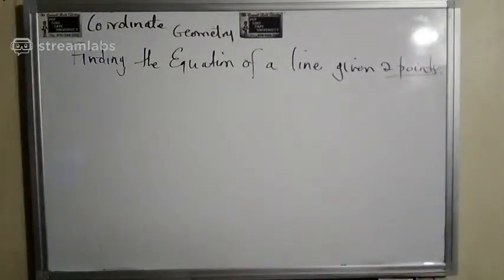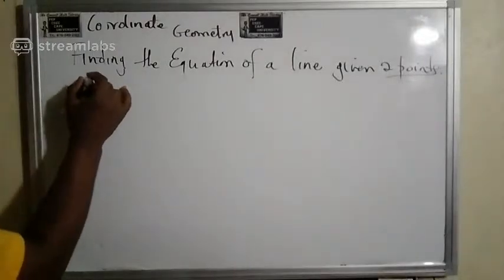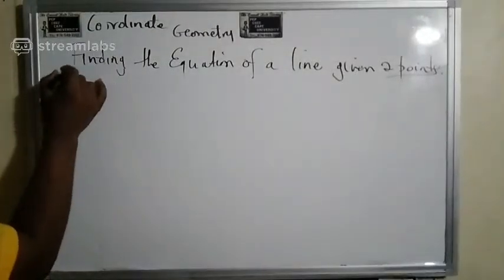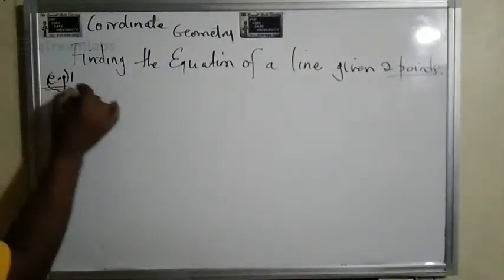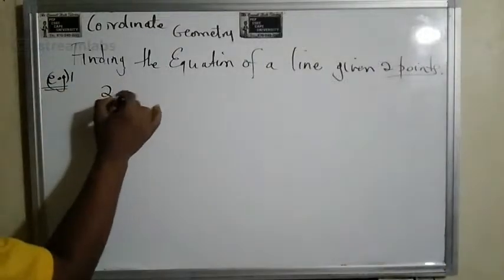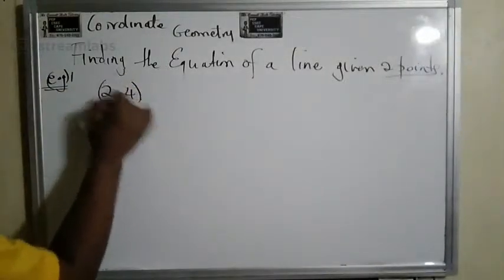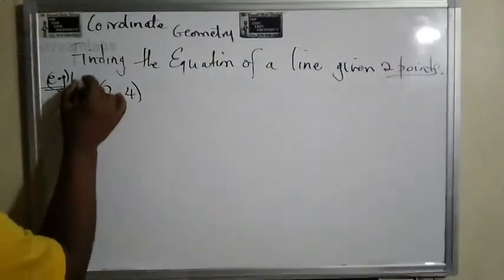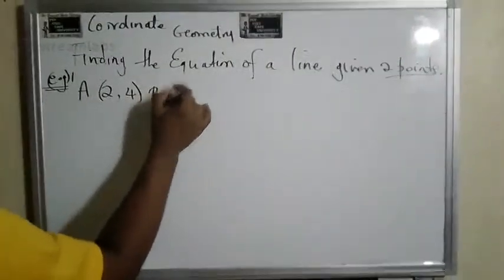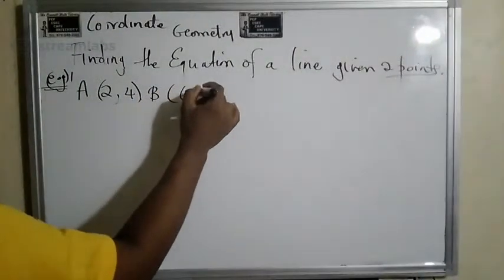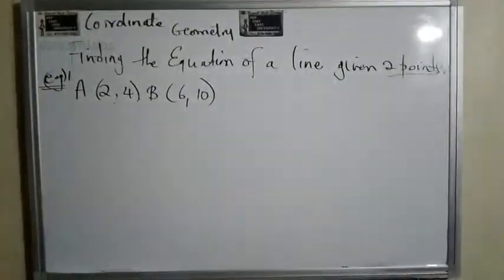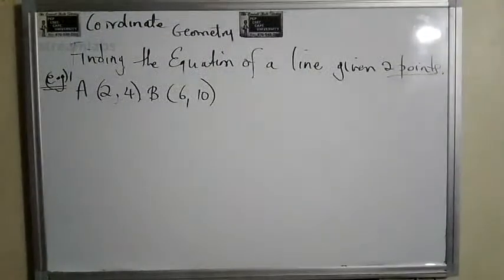So now we're going to find the equation given these 2 points. So let me just go ahead. This is example 1. And if you just join these, so this is A, B, and we are going to find the equation of that line.